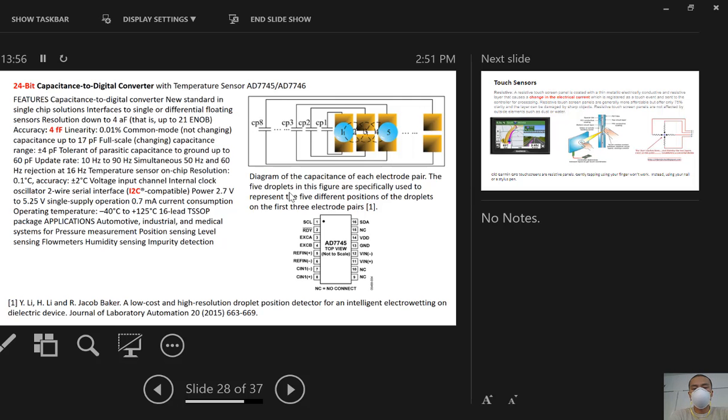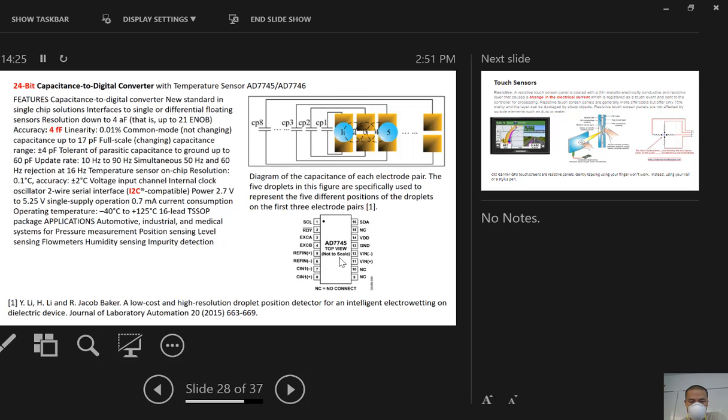So it's a capacitive to digital converter, because capacitance is a variable input to the sensor, and you can directly get a digital output out of it, which is amazing. So directly it's going to be a serial output from the sensor, and this is from AD. If you look at the name of the sensor, it is AD something. So this is from Analog Devices, which acquired Linear Technology, LTspice, right?